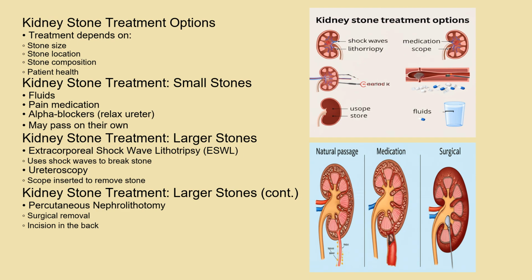The treatment of kidney stones depends on the size, location, and composition of the stone, as well as the patient's overall health. Small stones may pass on their own with plenty of fluids, pain medication, and alpha blockers to relax the ureter muscles. Larger stones may require more invasive procedures, such as extracorporeal shock wave lithotripsy (ESWL), which uses shock waves to break the stone into smaller pieces, ureteroscopy, where a small scope is inserted into the ureter to remove the stone, or percutaneous nephrolithotomy, a surgical procedure to remove the stone through a small incision in the back.